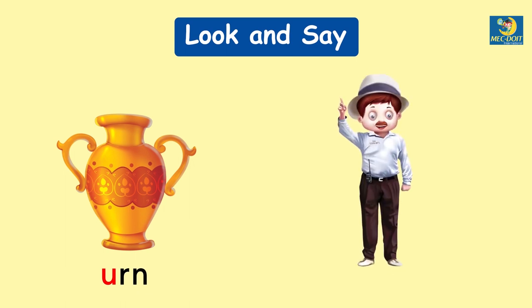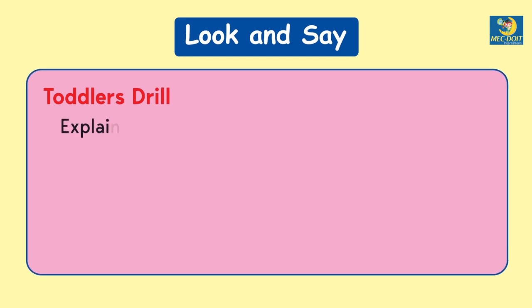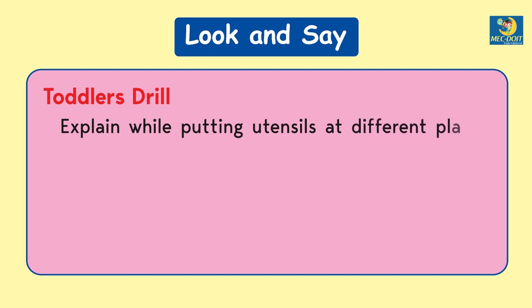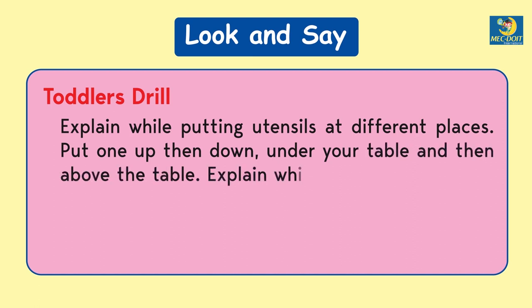Umpire. U-M-P-I-R-E, umpire. Toddler's drill. Explain while putting utensils at different places. Put one up, then down, under your table and then above the table. Explain which is upper and which is lower.